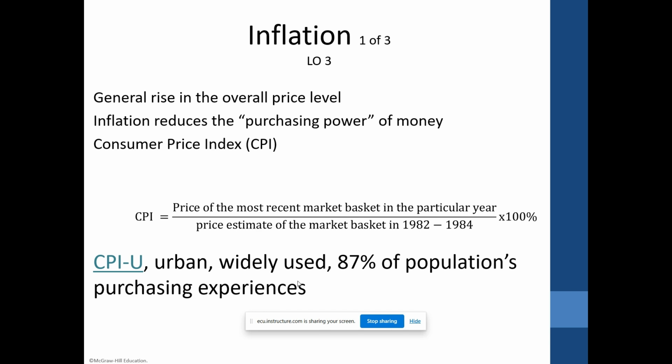In the video GDP Income Approach, a time of 10 minutes, we covered the definition of price index and the market basket. Please refer to the resource for review. Consumer Price Index is measured as the price of the most recent market basket in a particular year, divided by the price estimate of the market basket in 1982 to 1984, multiplied by 100%.